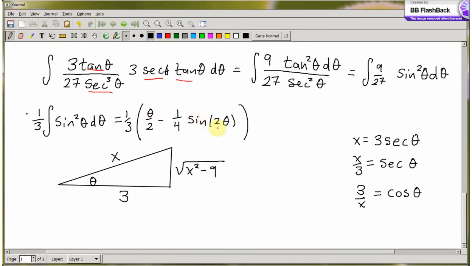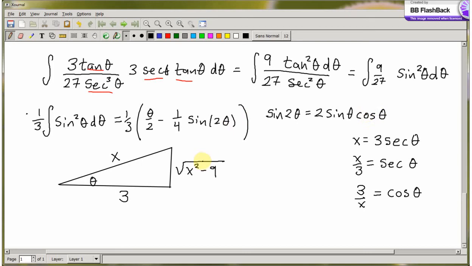So I need to know what sine 2 theta is, and I need to know what theta is. The problem with sine 2 theta is that this triangle is in terms of just 1 theta. We could do some kind of geometry, but maybe the easier thing to do is to use this formula, which I should have given you, but you can look it up. Sine 2 theta is equal to 2 times sine theta cosine theta.